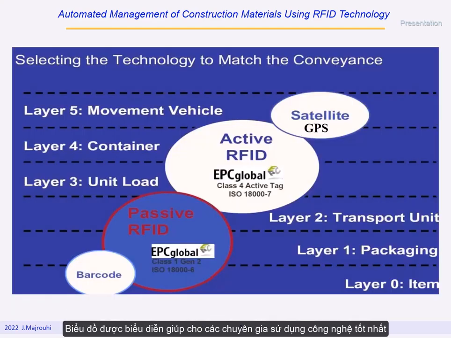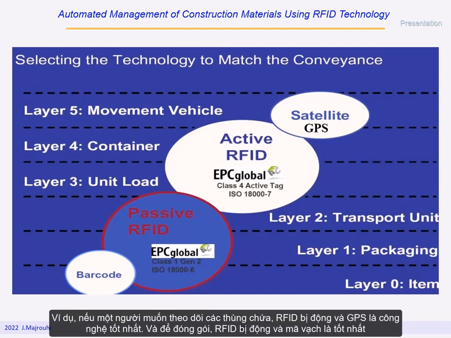The represented graph helps professionals to use the best technology. For example, if a person wants to track containers, active RFID and GPS are the best technology. And for packaging, passive RFID and barcodes are the best.